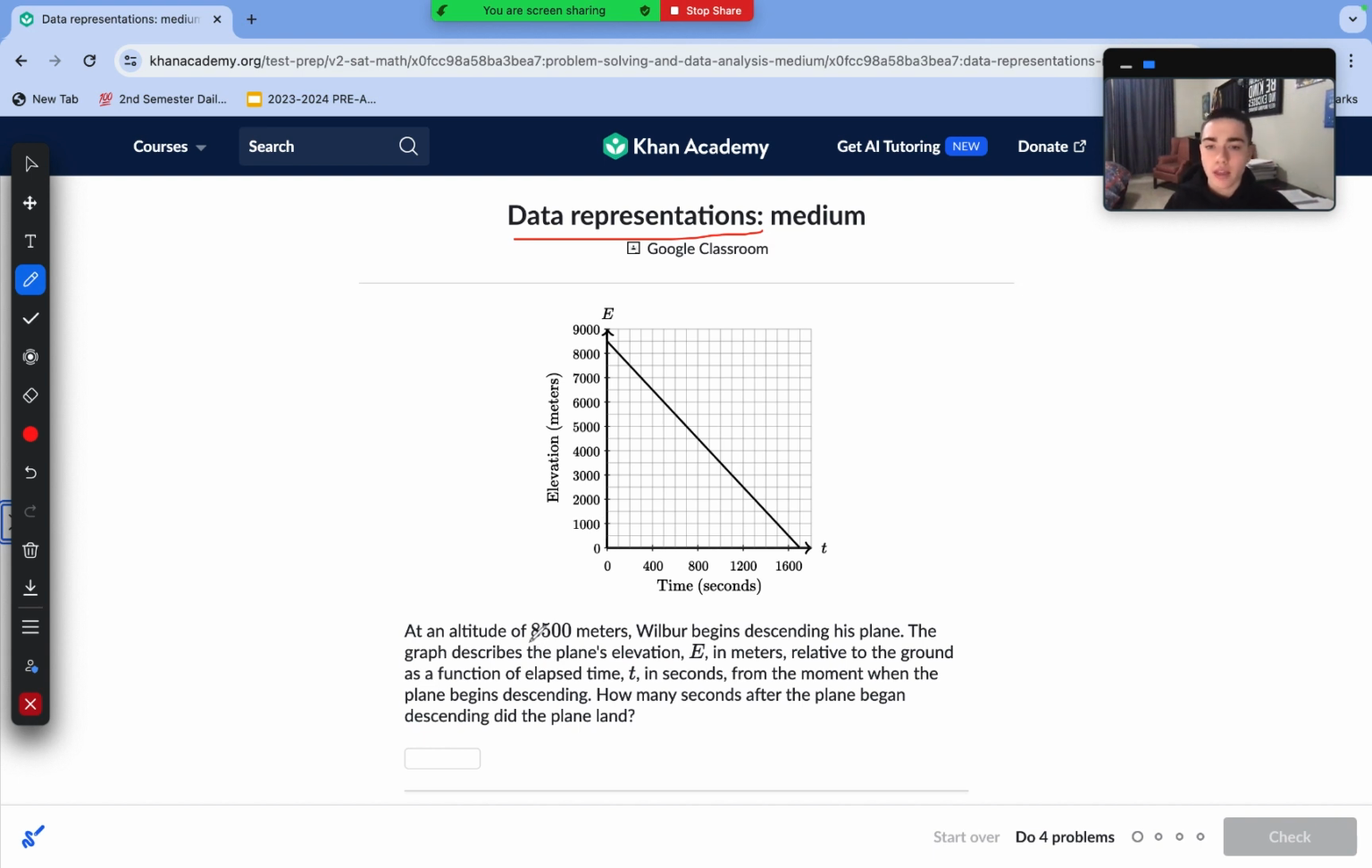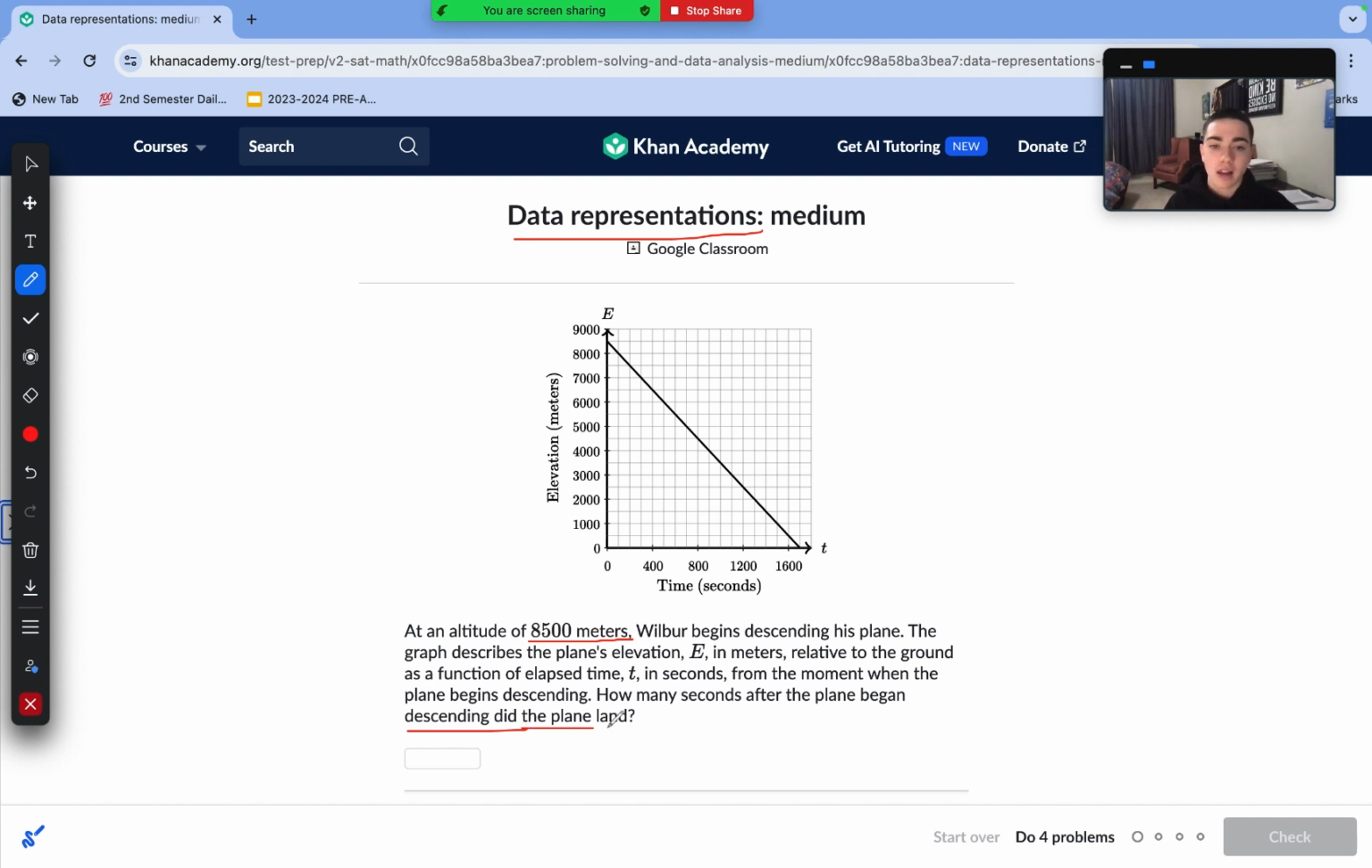At an altitude of 8,500 meters, Wilbur begins descending his plane. The graph describes the plane's elevation relative to the ground as a function of elapsed time from the moment when the plane begins descending. How many seconds after the plane began descending did the plane land?